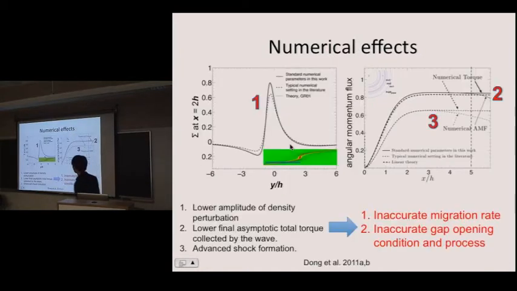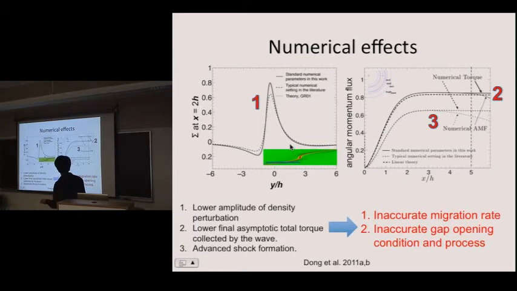So this is the result. I show you two quantities here. First is the density profile, essentially the density as a function of y at, in this case, x equals 2 scale heights. So basically this is a density cut here. In both figures, solid lines are our standard simulation. The dashed lines are simulations using typical previous parameters, and the dotted lines are theory.